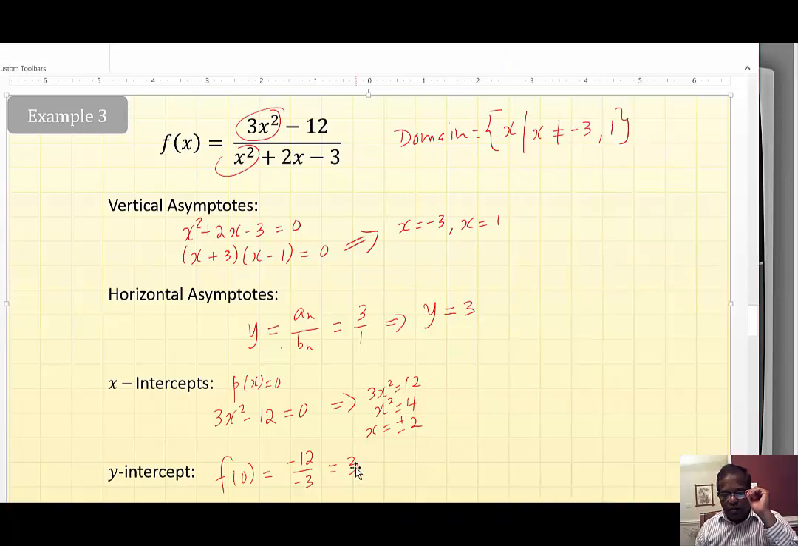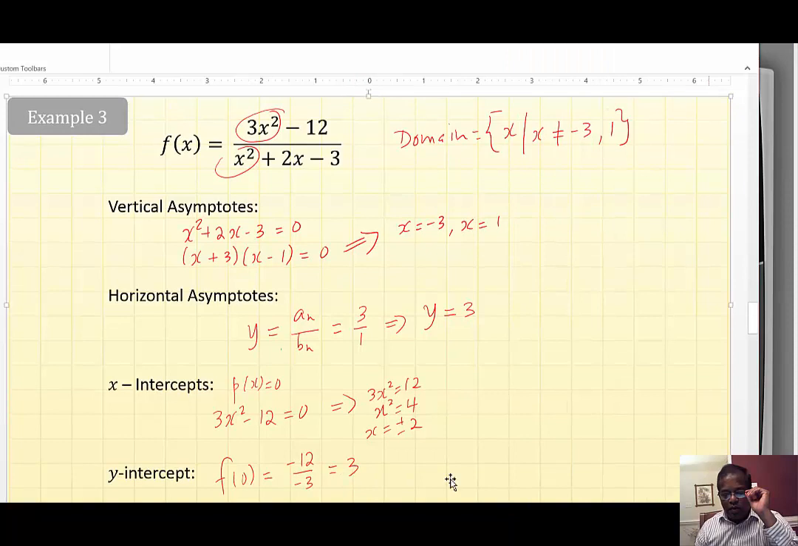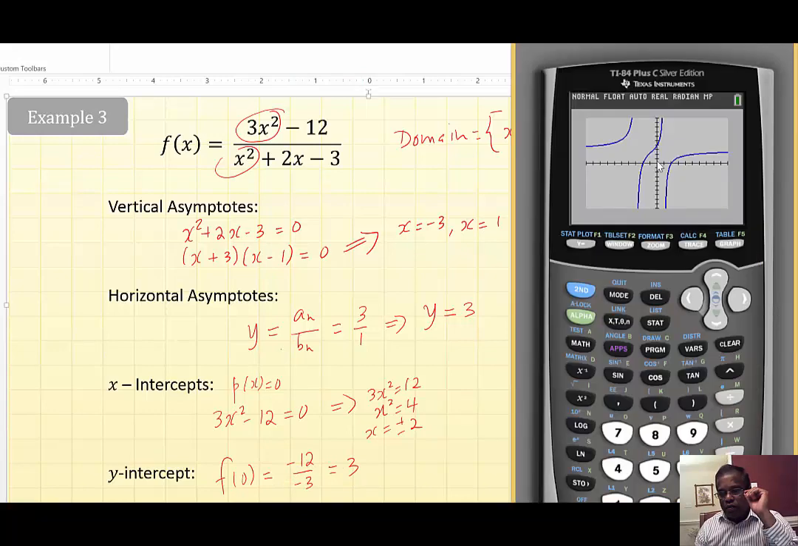Actually, the y-intercept, this has to be 4. That's a mistake. As you see, 12 over 3, that has to be 4, so the y-intercept is at 4: 1, 2, 3, 4.